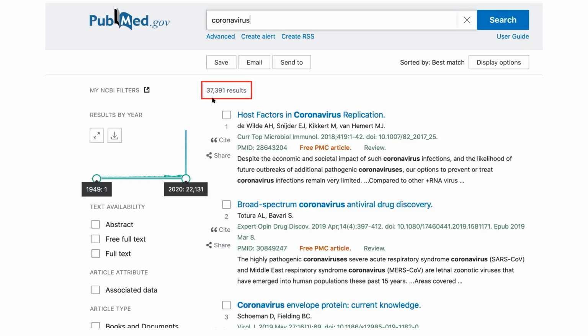Okay, look over here, some of these top recent publications: host factors in coronavirus replication, broad spectrum coronavirus antiviral drug discovery, coronavirus envelope protein current knowledge, right? So every single topic, what would this be? This would be a basic research in microbiology. Here you can see a drug discovery. Here you can see a specific protein that is still being researched, right? So the term coronavirus, which yields closer to 40,000 results, and the majority of those in 2020.